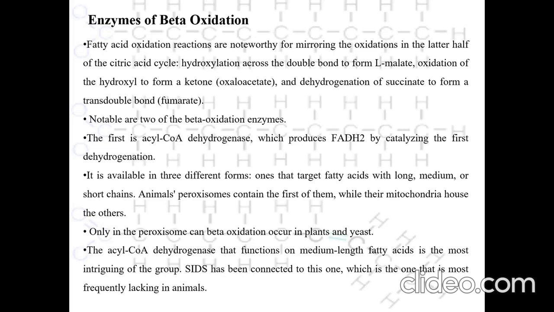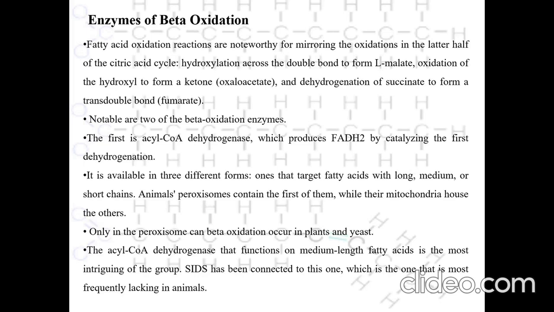Notable are two of the beta oxidation enzymes. The first is acyl-CoA dehydrogenase, which produces FADH2 by catalyzing the first dehydrogenation. It is available in three different forms, one that targets fatty acids with long, medium or short chains.